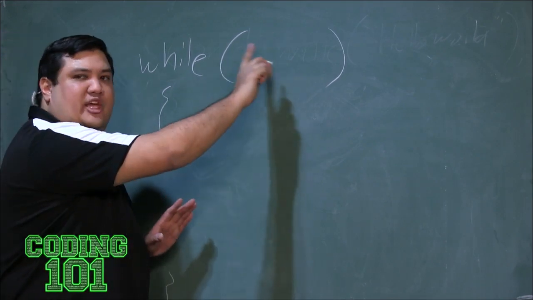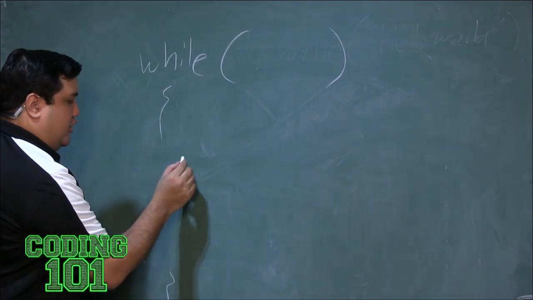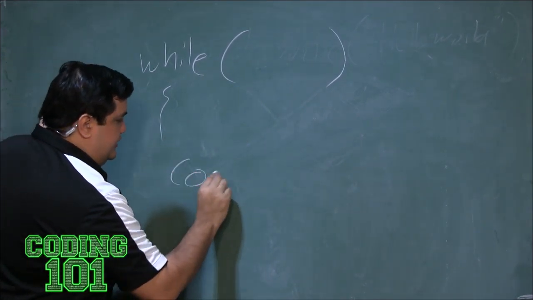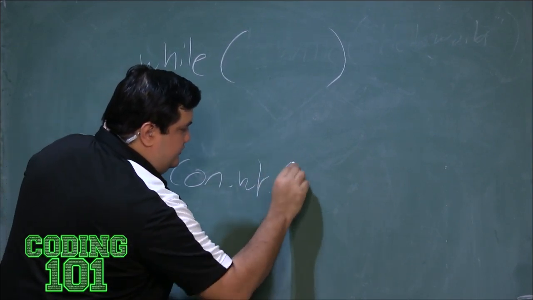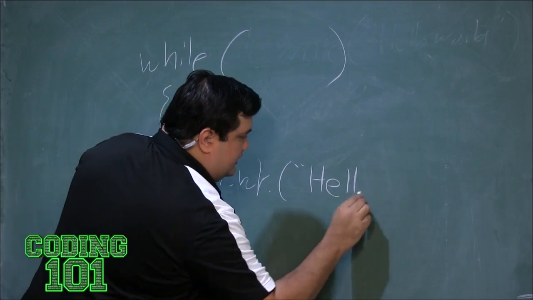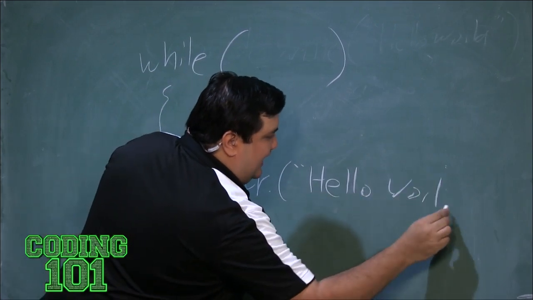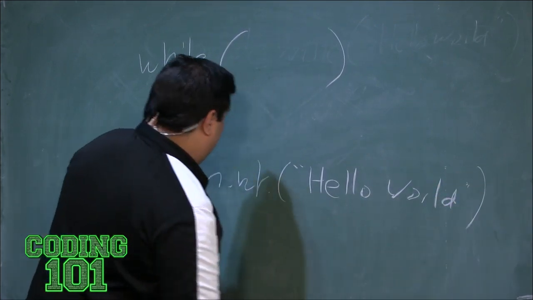Now, let's skip the Boolean operator for now, and let's put our hello world in here. So we're going to put console write. I'm just going to abbreviate this. Console write hello world. I like your writing, it's very pretty. I don't write, I type. It's kind of my thing.